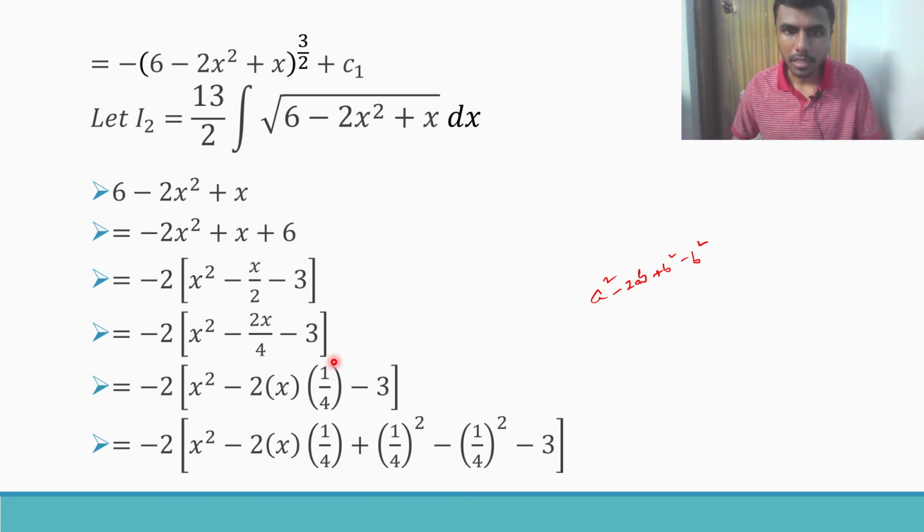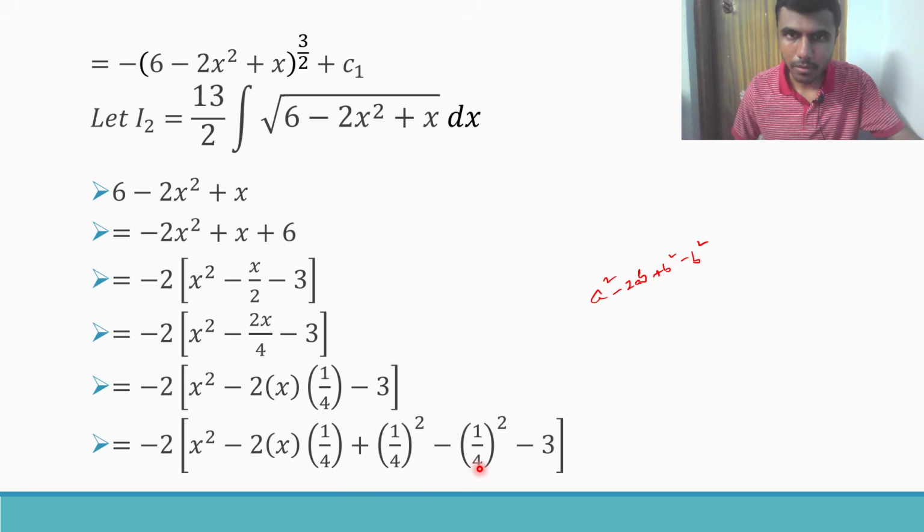So here my b is 1 by 4, so add and subtract 1 by 4 square in this bracket. So 1 by 4 whole square, these first three terms will give x minus 1 by 4 whole square, and then this is minus 1 by 16.